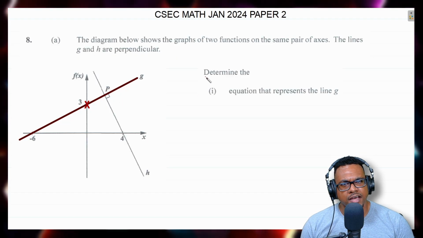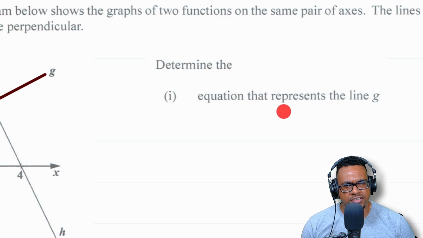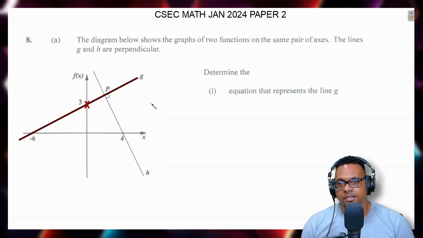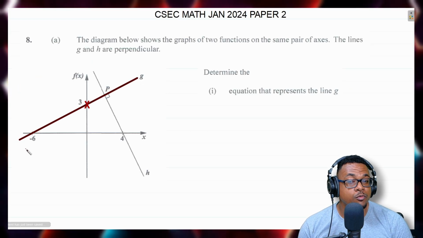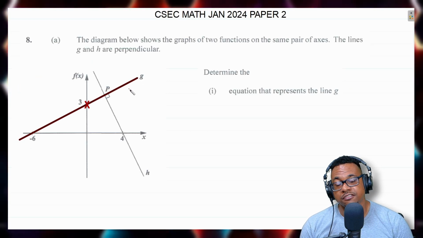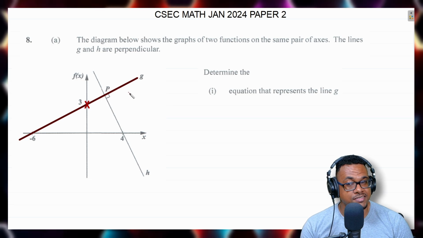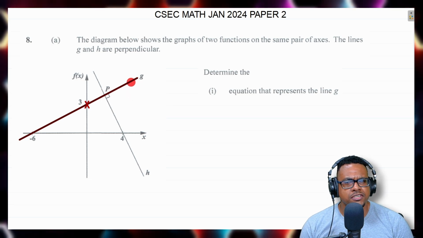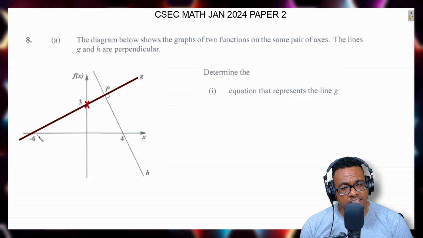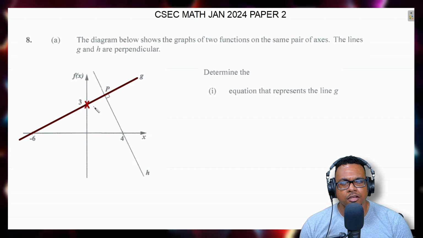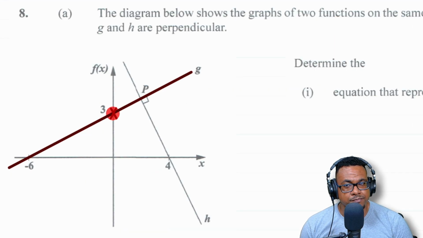Now the first question we have is to determine the equation that represents the line G. So this is the line G, and we want the equation of the straight line, which is in the form y is equal to mx plus c. In order to find the equation of the straight line G, we would need the gradient and the y-intercept. Now I can see that we have the y-intercept as 3. That's where the line touches the y-axis. So all I would need to do is work out the gradient of the line G, because I already have the y-intercept.